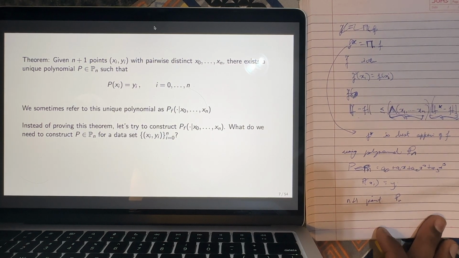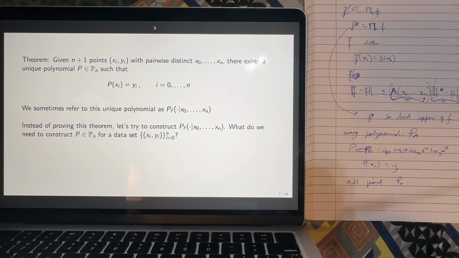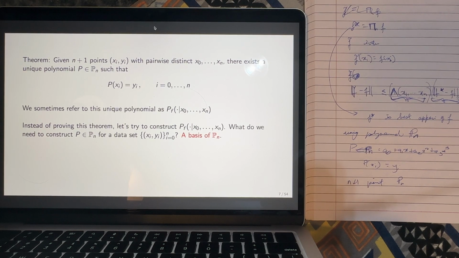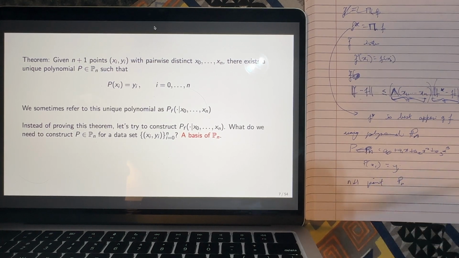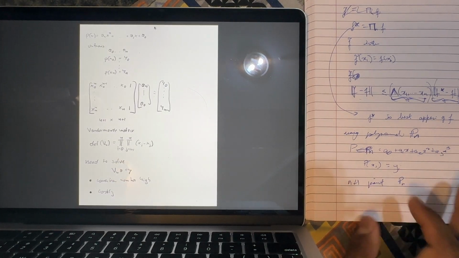Instead of proving this theorem, let's try to construct the polynomial. What do we need to construct the polynomial? We need a basis. Let's give the monomial basis a chance.